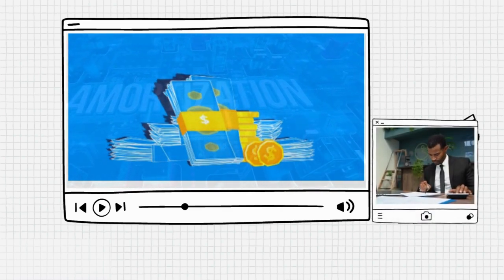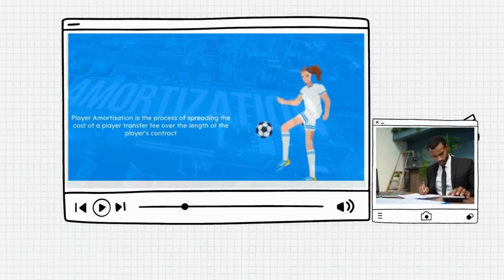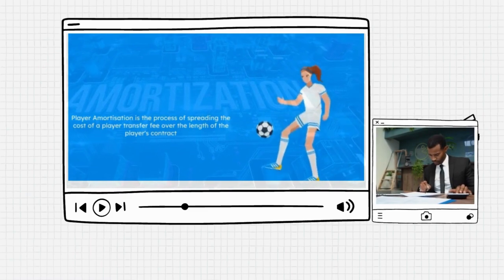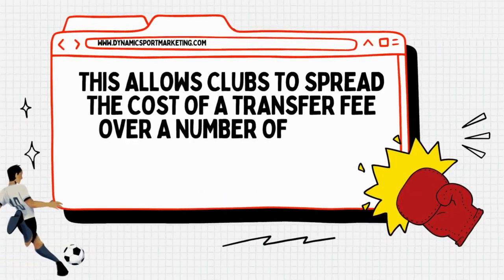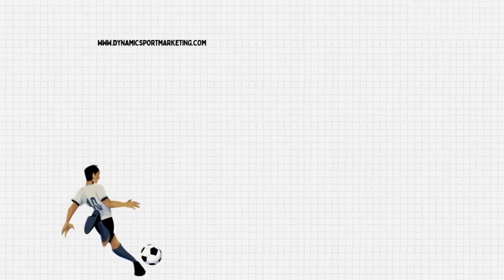Amortization in football, also known as transfer amortization or player amortization, refers to the accounting practice of spreading the cost of a player transfer fee over the length of the player's contract. This allows clubs to spread the cost of a transfer fee over a number of years, rather than taking the full hit in one year.